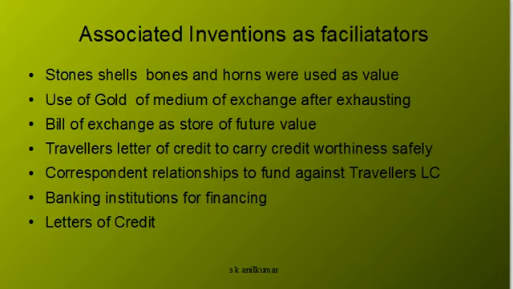What are the associated inventions? Stones, shells, bones, and horns were used as value after exchanging goods for barter. Gold was used as a medium of exchange after exhausting the stones and shells. The bill of exchange as a store of future value was introduced. The traveler's letter of credit to carry the credit safely was invented. The correspondent banking relationships to fund against the traveler's letter of credit came into existence. Banking institutions were invented for financing the trade, and then came the letter of credit, the commercial letters of documentary credit.